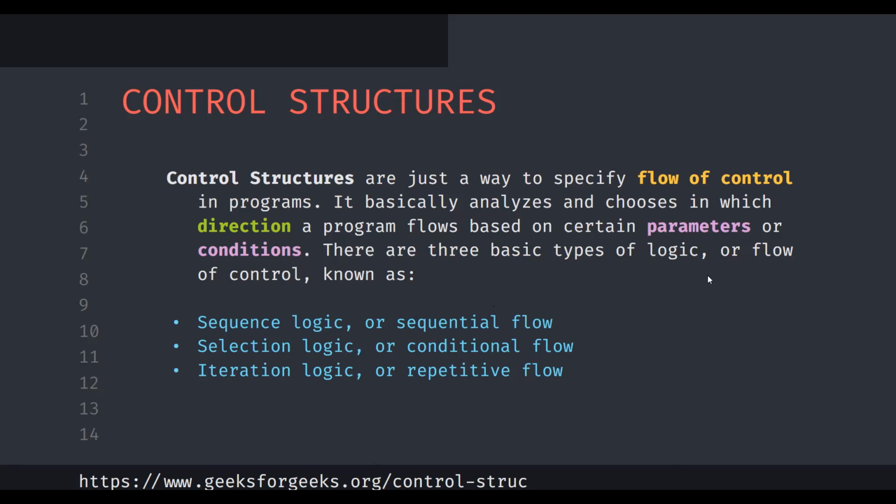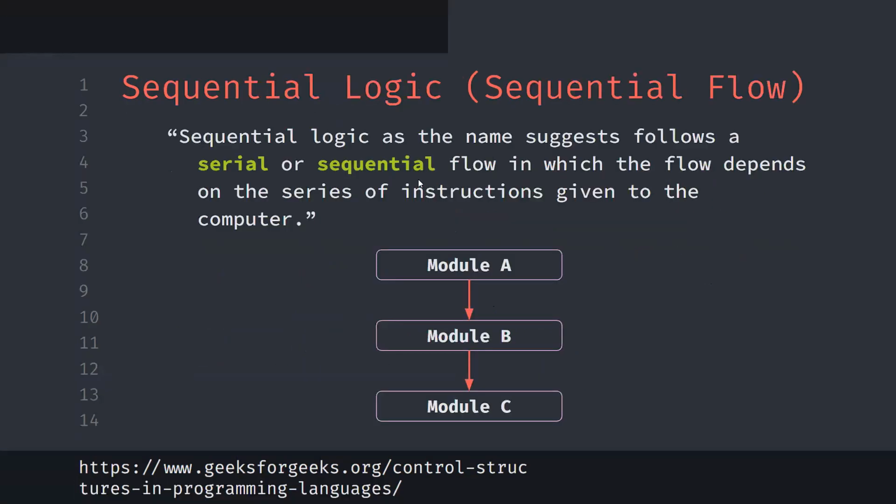So what is this sequential logic or sequential flow? When you are coding, you know it is going to execute the code line after line. That means sequential. So first it is going to execute the first one, the first module. Then sequentially it is going to execute the next modules, module C, likewise.